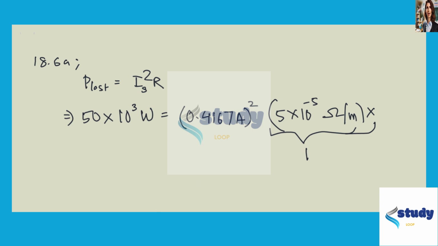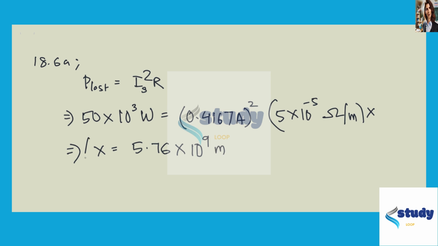So now using this equation we can solve for x. So x will then be equal to the power lost over the square of the current over the resistance per meter. And solving that, we find x to be 5.76 times 10 to the power 9 meters. So that's the distance that we were looking for. And note that we are not taking into account any power losses that occur after the step down transformers.